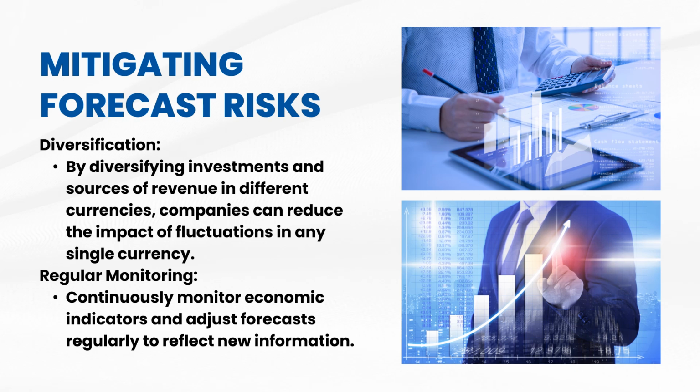There are other strategies businesses can use to mitigate the risks of inaccurate forecasts. One is diversification, spreading their revenue and investments across different currencies. Businesses can reduce the impact of currency fluctuations on any one currency. Another strategy is regular monitoring of economic indicators and adjusting forecasts as new information becomes available. Forecasts should be flexible, and businesses should be ready to update them frequently to reflect the most recent data.